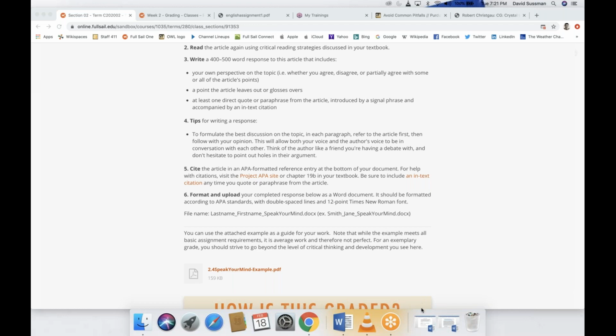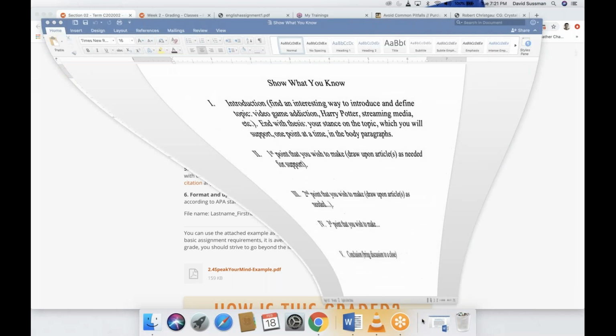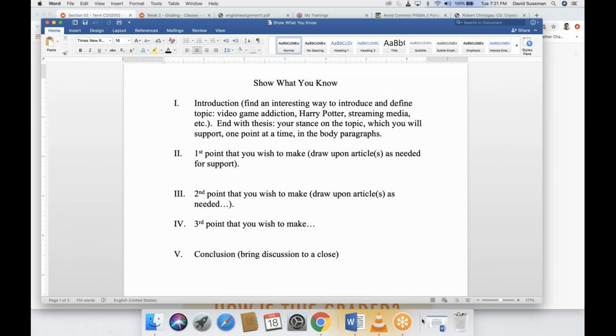So again, you can either take a screenshot or just go back to this part of the lecture once it's uploaded and freeze when you're on the screen. But here's a basic format, okay? So you're going to have an introduction paragraph where you ideally find an interesting way to introduce and define the topic. Video game addiction, Harry Potter, streaming media, etc. Okay, so if you're writing about one of the video game addiction articles, find some way to present this topic.